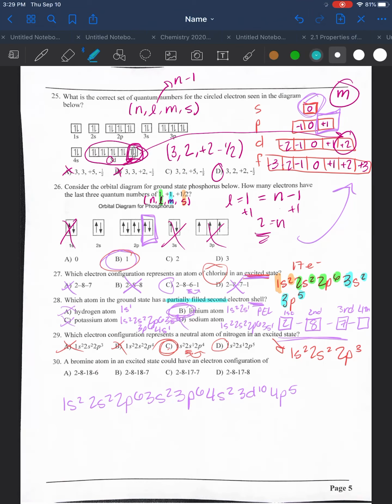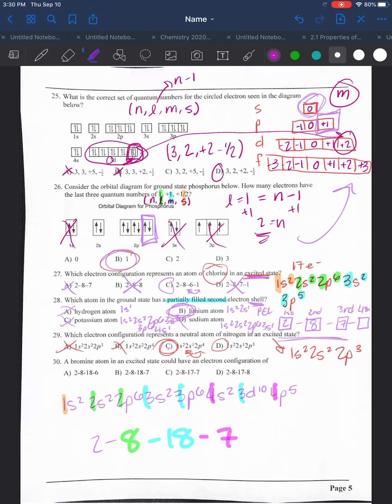So if we were to count up for the shell, we start with 1, which gives us 2 electrons. Sorry, I have to leave to soccer here soon, so I'm timing myself. Then level 2, we have 8. And if we go to level 3, we have 18. So that principal energy level would be full. And then if we go to 4, we have 7.